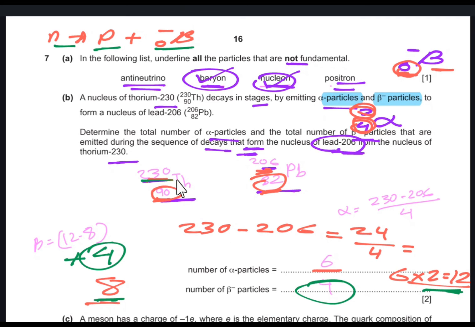So in summary, the decrease in nucleon number is caused by alpha particles. After subtracting this and dividing by 4, we get the number of alpha particles that are emitted. Then we multiply the number of alpha particles by 2, which gives the total decrease in proton number. So the proton number decreases by 12, but we get a value of 8. That means neutrons change to protons, and instead of decreasing by 12, it decreases by 8. That means the charge increases by plus 4.